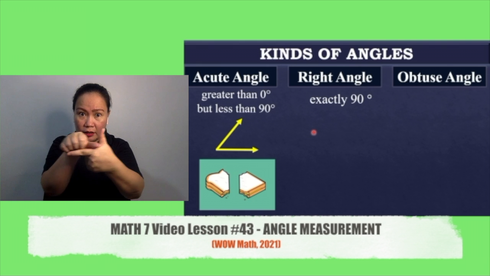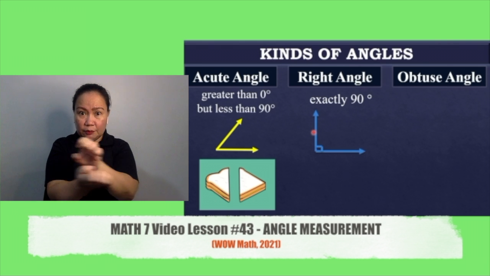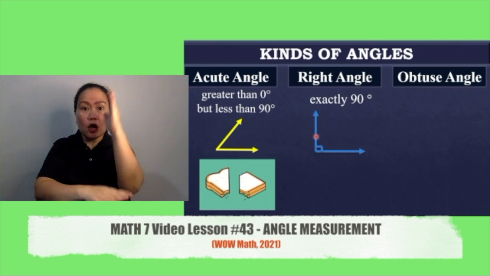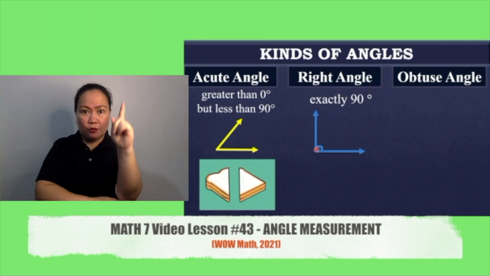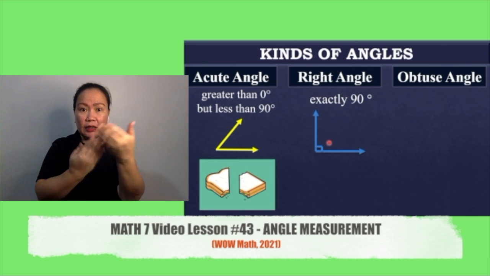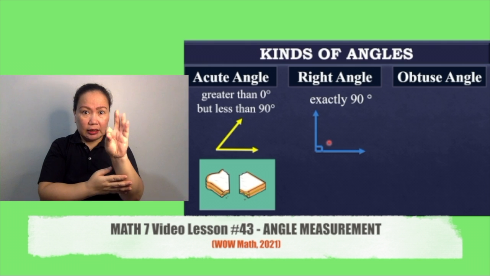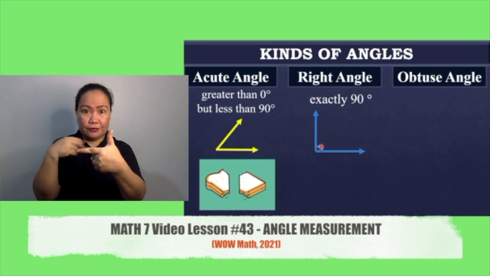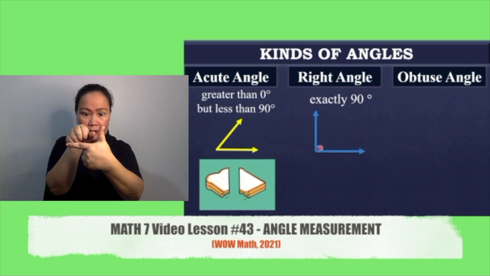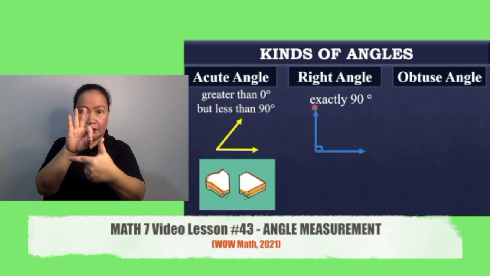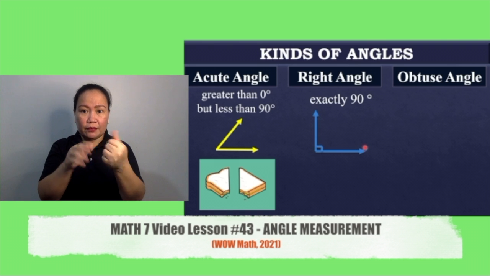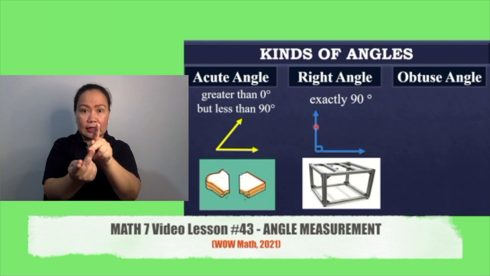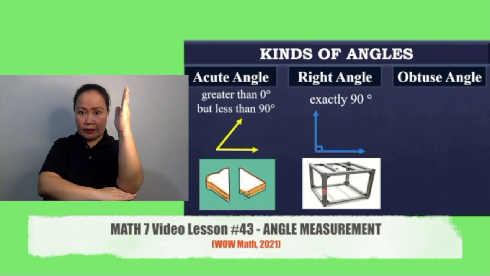And then, the right angle is exactly 90 degrees. So, this is the illustration for right angle. As you can see, nasa kalahati na po siya. Mas madali nating malalaman na 90 degrees ang sukat ng angle natin kapag meron siyang parang square. Ang tawag po natin dito ay foot. So, ito po yung illustration ng 90 degrees.